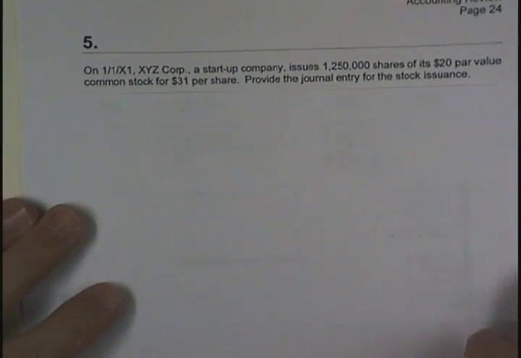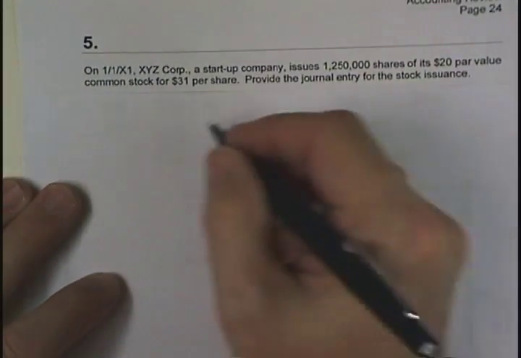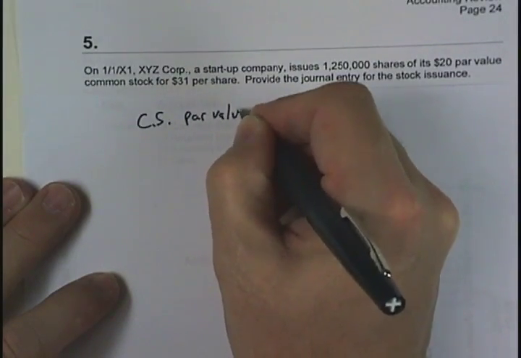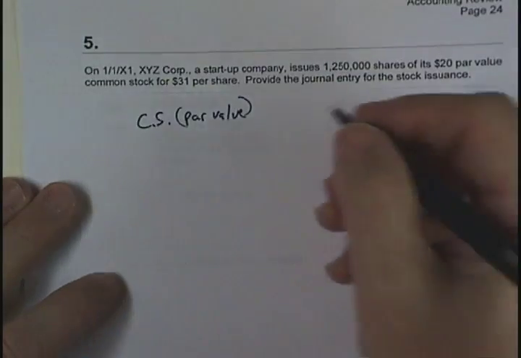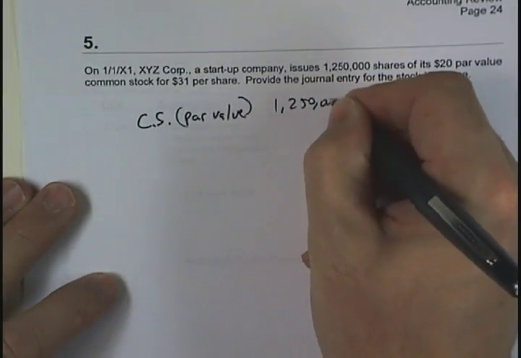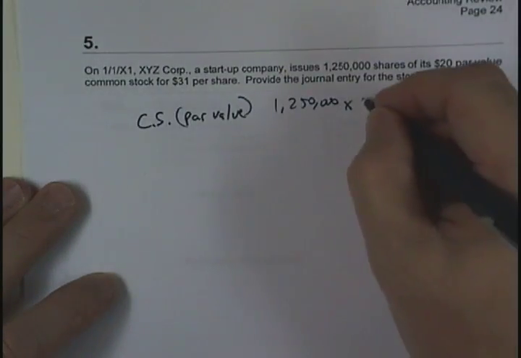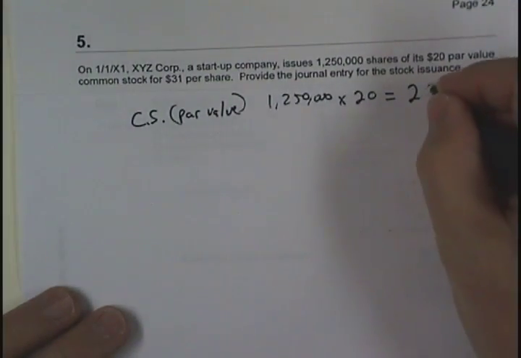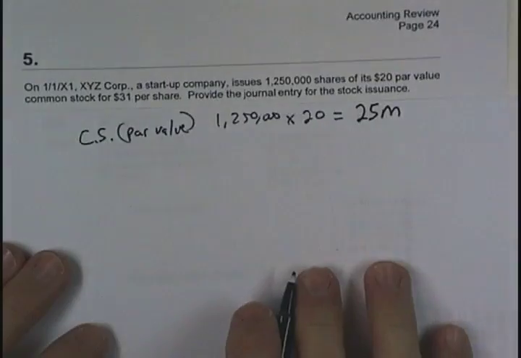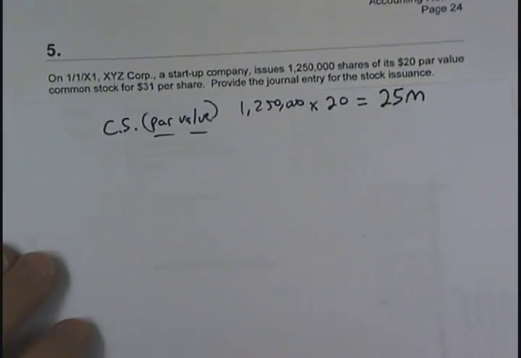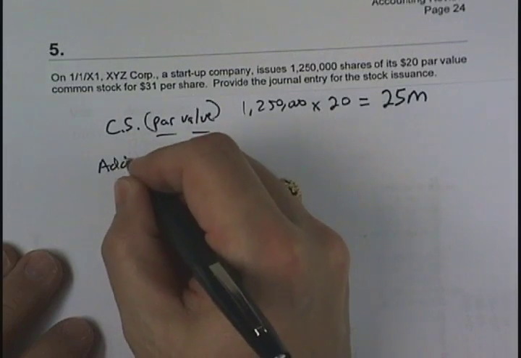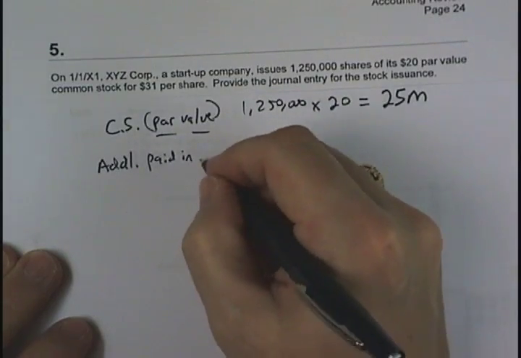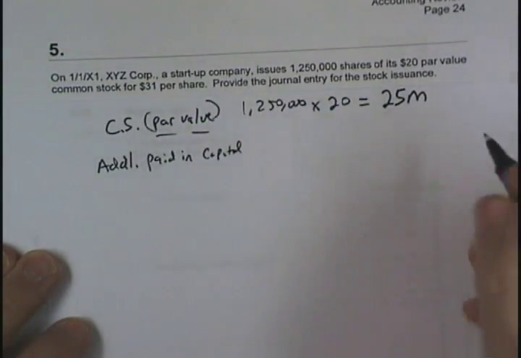In Part 5, we're supposed to determine how to record this issuance of stock. The common stock account receives the par value of the stock, which in this case would be 1,250,000 shares being issued with a par value per share of $20. So that's $25 million in par value of stock. Anything beyond par value for which stock is issued goes into what's called the additional paid-in capital account that we've seen a few times before.